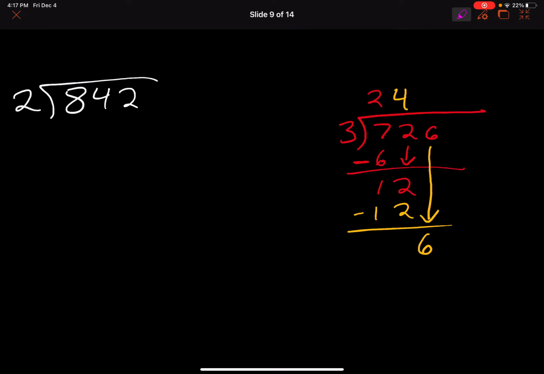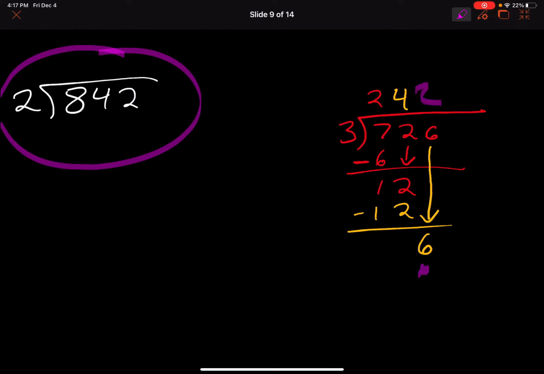Okay, so now I just want you to try that with this one right here. So just give it a try. And make sure that you can work through this the same way we did. You don't have to draw them out.